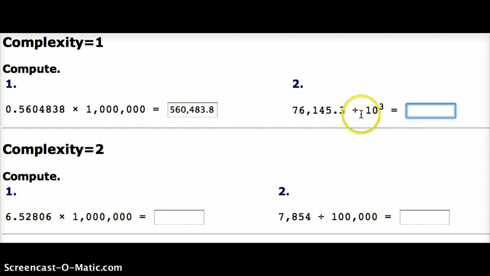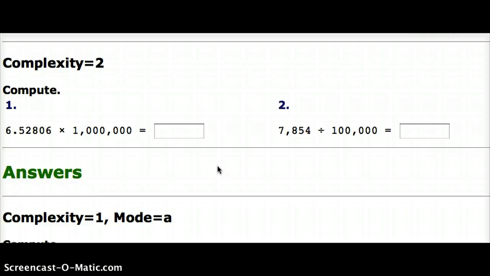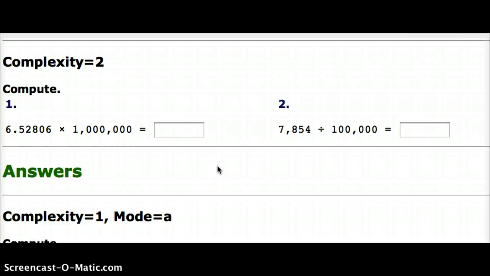We got a division problem over here. So it says divided by 10 to the third. So that means I need to go to the left 3 spaces. So 1, 2, 3. So that's going to fall right there after the 76. And there's my answer there. Last 2 problems I'll leave for you to try, and then I'll show the answers.